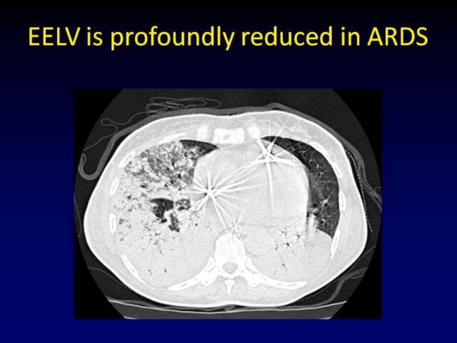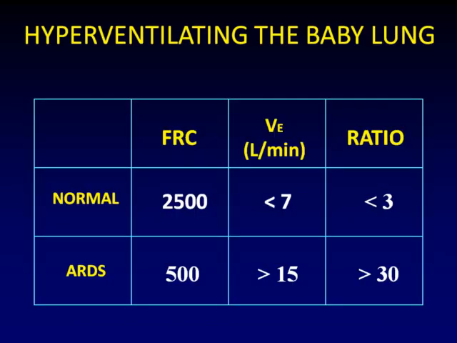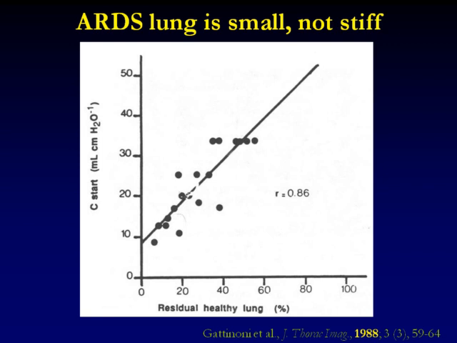End expiratory lung volume is very useful in ARDS patients because ARDS patients, in specific, have a profoundly reduced lung volume. And I just showed you data, an example about changes in FRC from normal to ARDS. I will not repeat it, but many patients with ARDS have end expiratory lung volume lower than 1 liter.